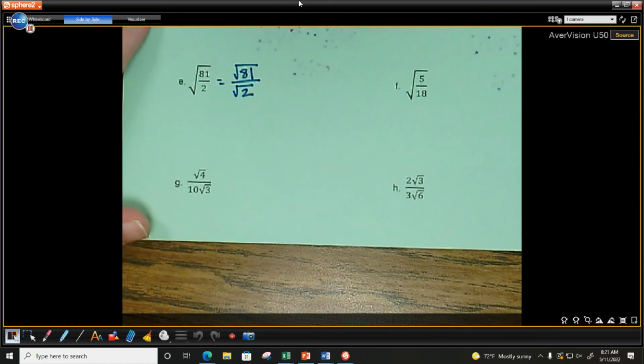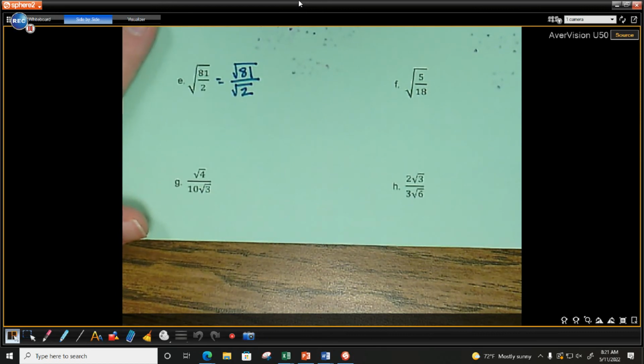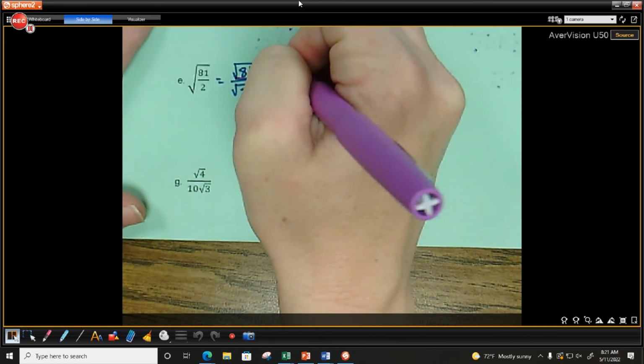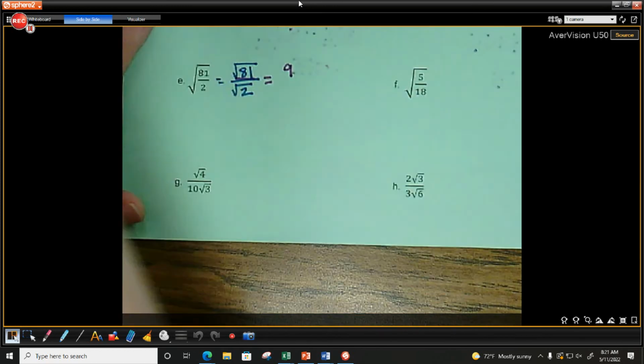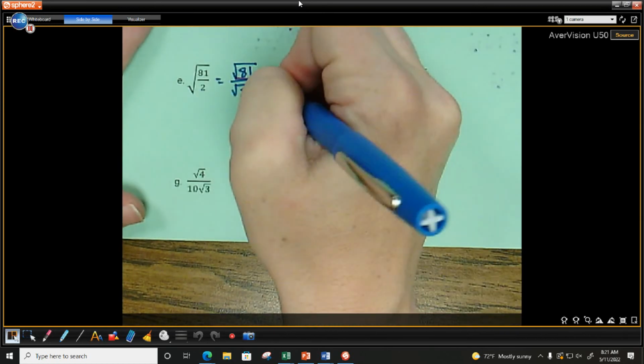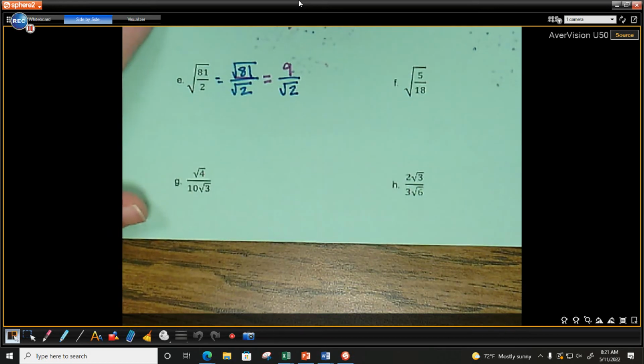You can separate your fraction. They're both under the radical, so when I separate it into just looking at the numerator and just looking at the denominator, they're both under the radicals. Okay? Well, what is the square root of 81? 9. Very good. Can you simplify the square root of 2? No, 2 is prime. So that's simplified, but is that allowed to be my answer? No. So what am I going to multiply by? Square root 2.